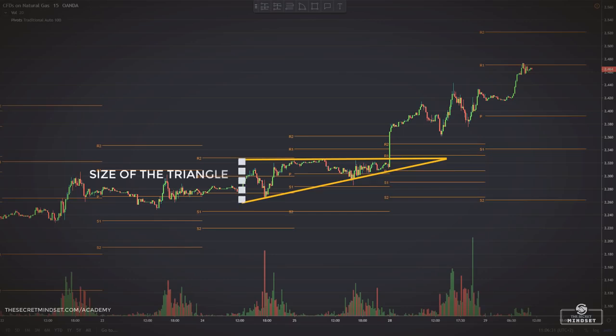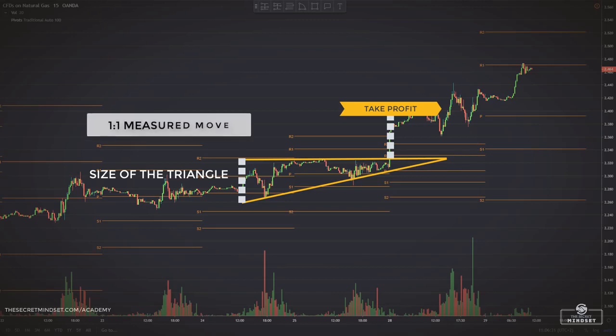A profit target can be estimated based on the height of the triangle added from the breakout price. The white line corresponds to the size of the triangle and its potential target, which is typically a 1-to-1 measured move. So the profit target for the setup is the distance of the triangle added to the top.